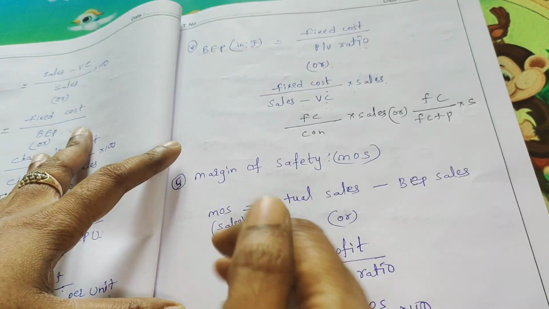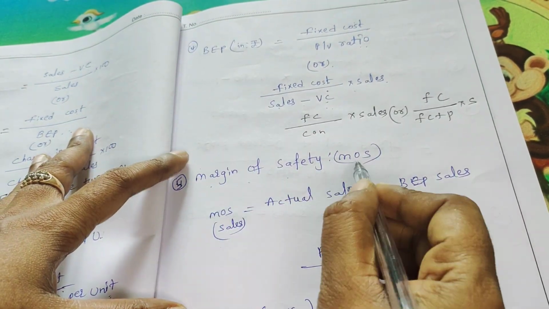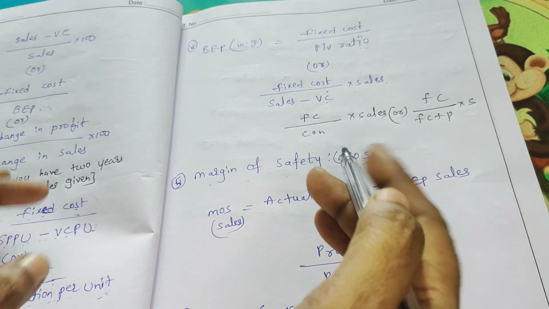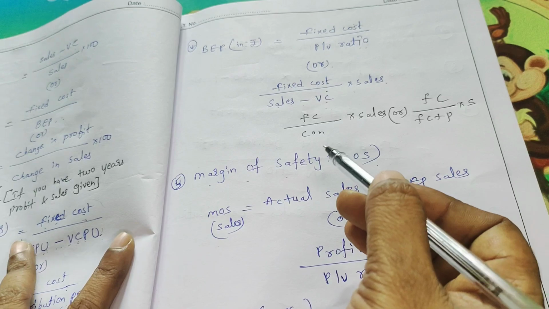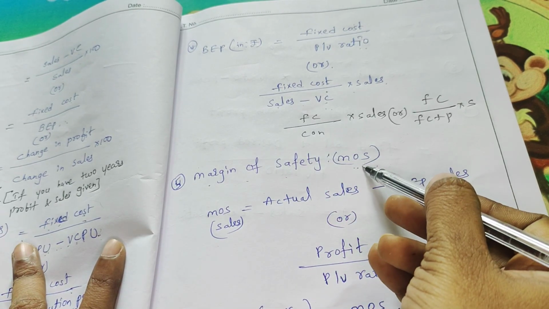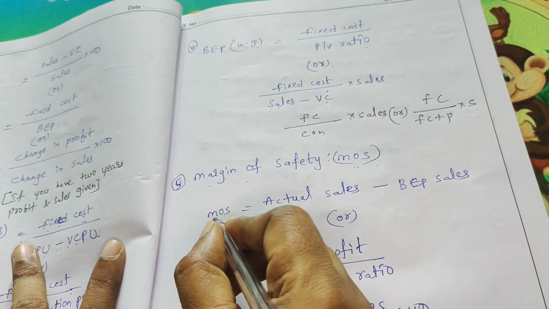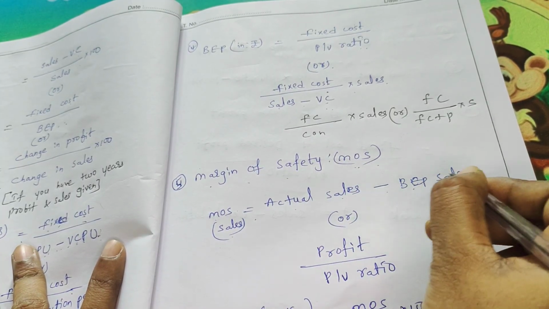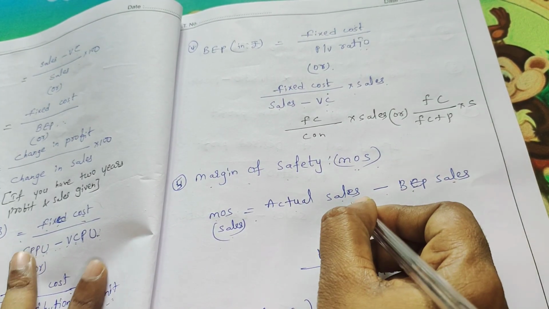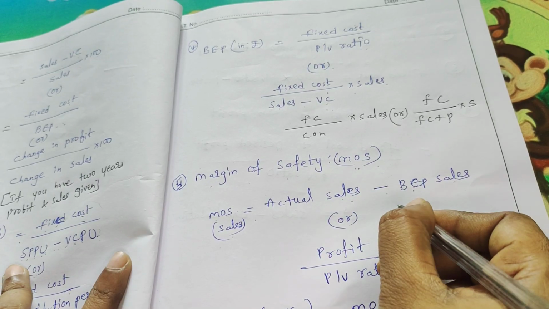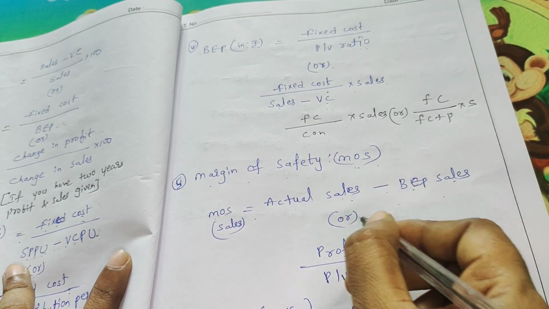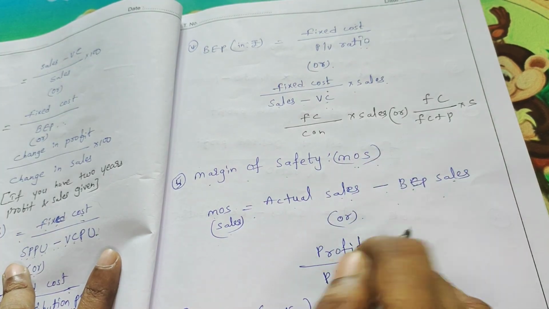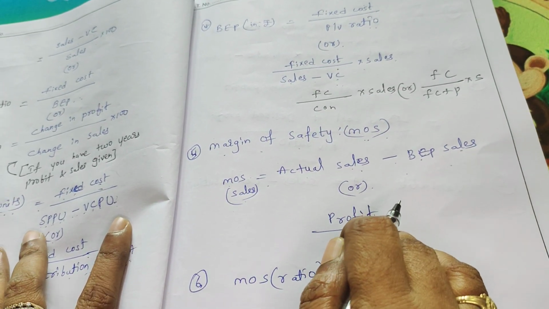And next one, margin of safety, MOS. The difference between the actual sales and break-even sales is called margin of safety sales. So how to calculate it? Margin of safety sales is equal to actual sales minus break-even sales. Actual sales are nothing but total sales. Total sales minus break-even sales, or profit divided by PV ratio. We can use this formula or this formula, depending on the given details in the question.